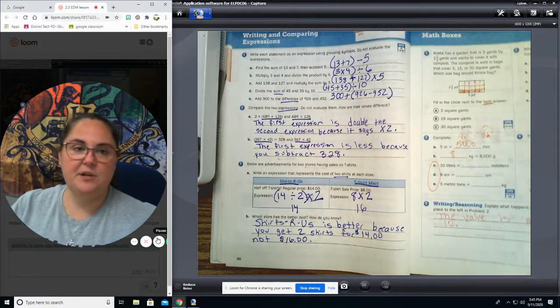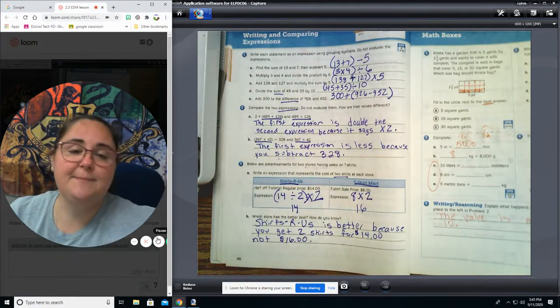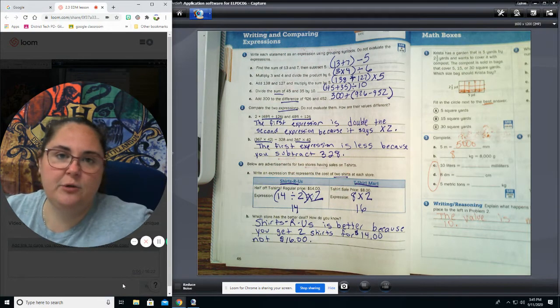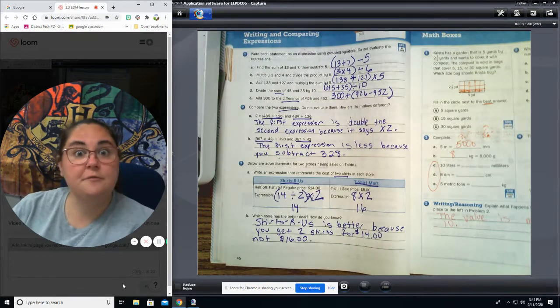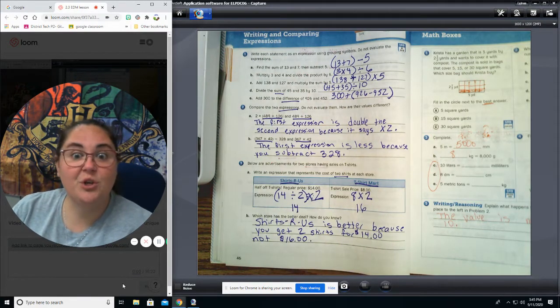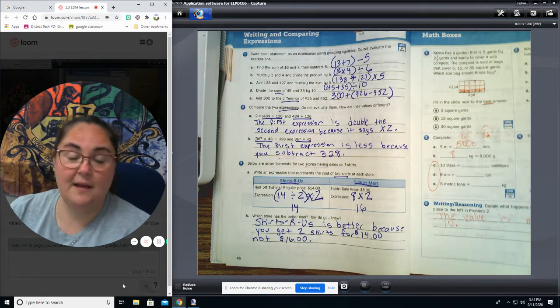That's how you write expressions. That's how you convert them. Please, please, please use this to help you as you practice other things. Make sure you're reading very carefully to figure out what you need to do first. Make sure you're using parentheses to make it happen first.